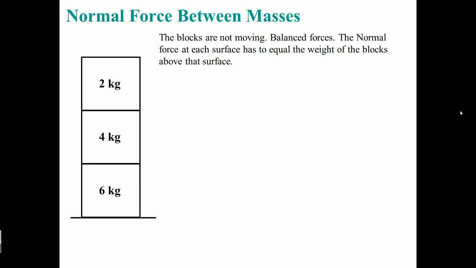So let's look at the normal forces between each of the masses. The first one, it's small. The normal force is equal to the force of gravity. The normal force goes up, which is that red arrow. The black arrow going down is the force of gravity, which equals mg. So 2 times 10 is just 20 newtons.